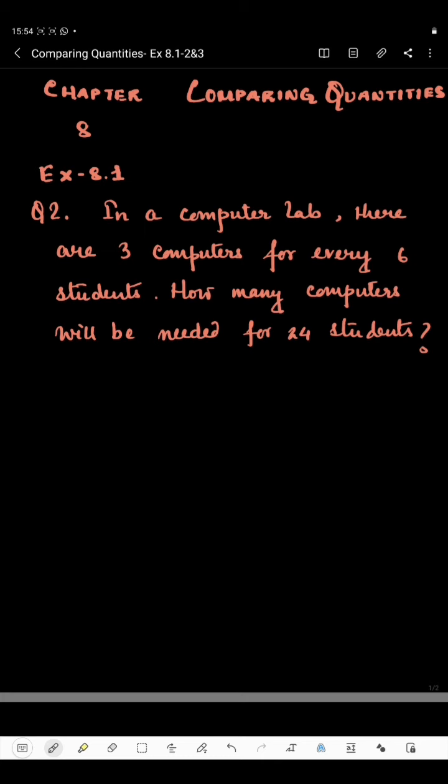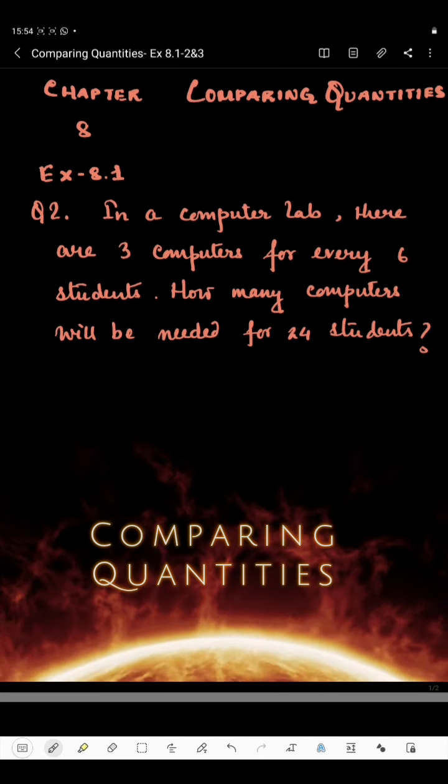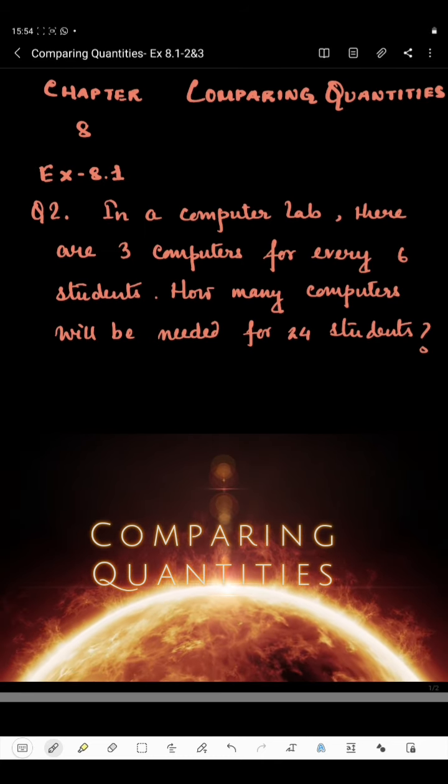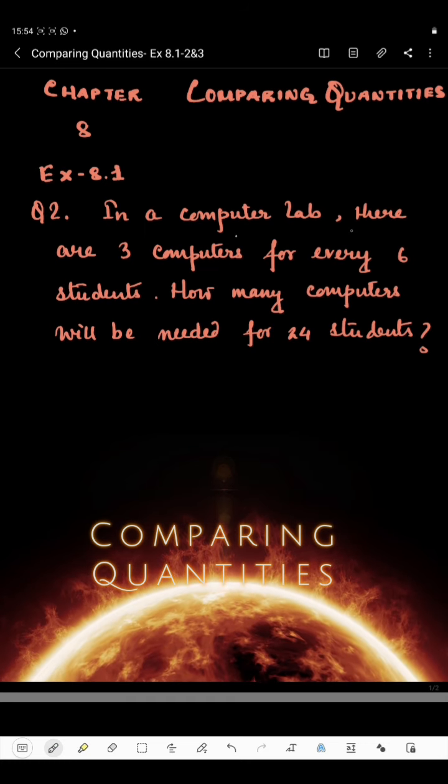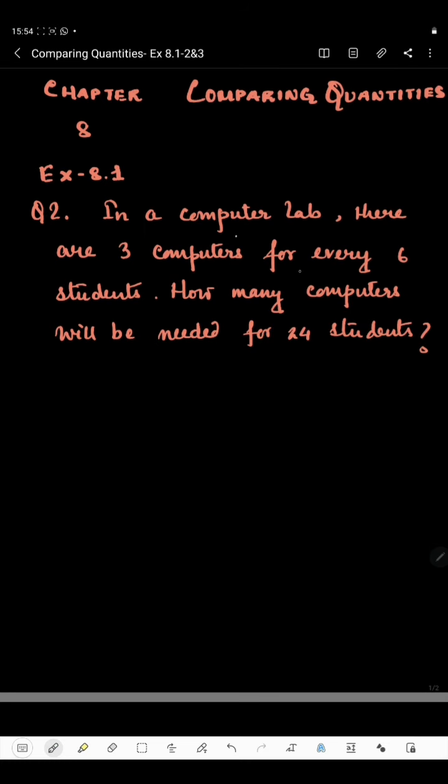Students, now I'm going to start question number 2 of exercise 8.1. Question number 2 says, in a computer lab there are 3 computers for every 6 students. That means for 6 students 3 computers are there. We have to find how many computers will be needed for 24 students.